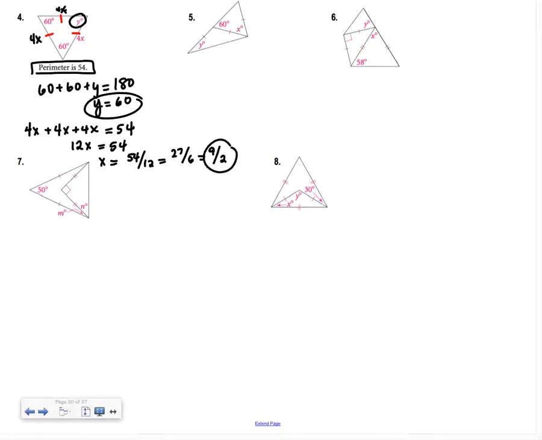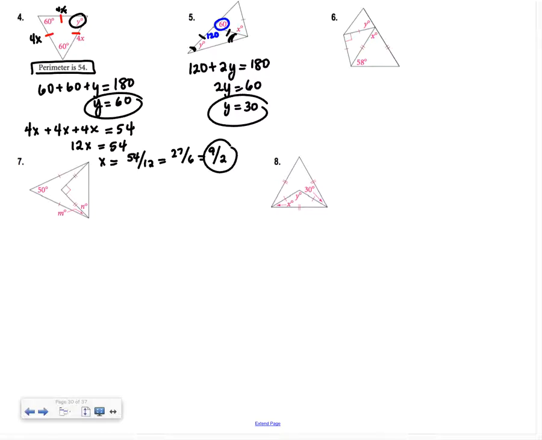All right, so number 5, same idea. So I have this marking and I have this marking, so I can say angle y and the one across from it, or on the other side, are congruent, so these two angles are the same. And if I have 60 right here, couldn't I write 120 in here? So I'm going to have 120 added to y plus y. So I'm going to write 2y equals 180. So I get y is equal to 30.